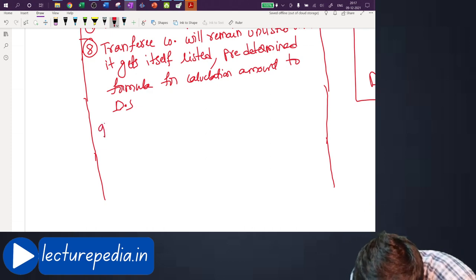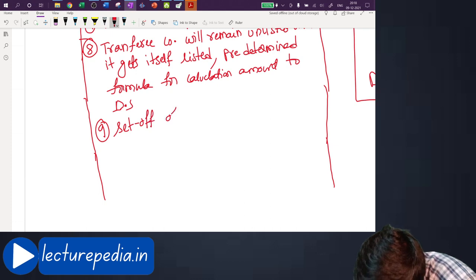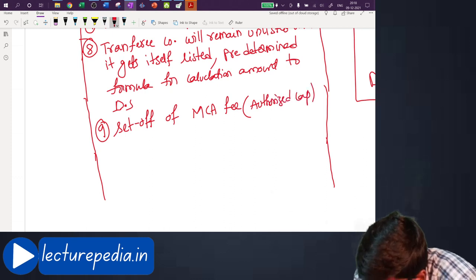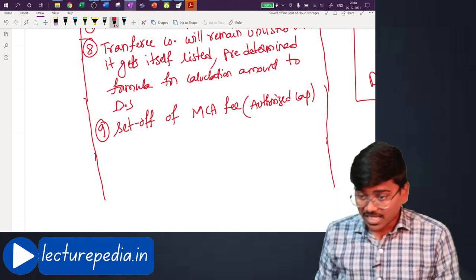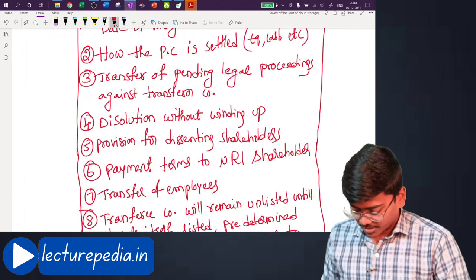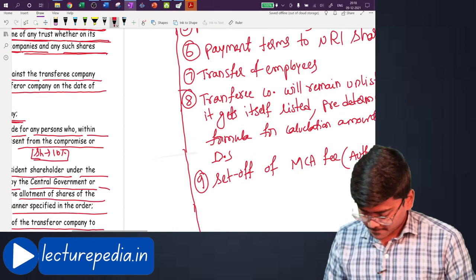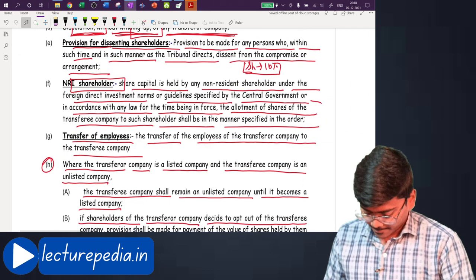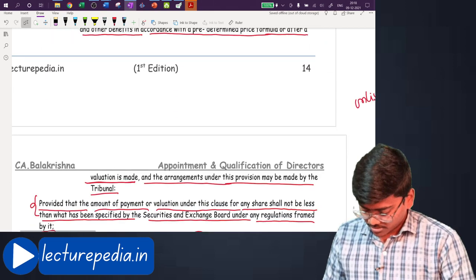Ninth point, set off of MCA fee, you can say, in bracket you can write authorized capital. Okay, I'll give you the time to note down this order, don't worry. Okay, now you please concentrate on what I am saying, otherwise you will miss the concept.